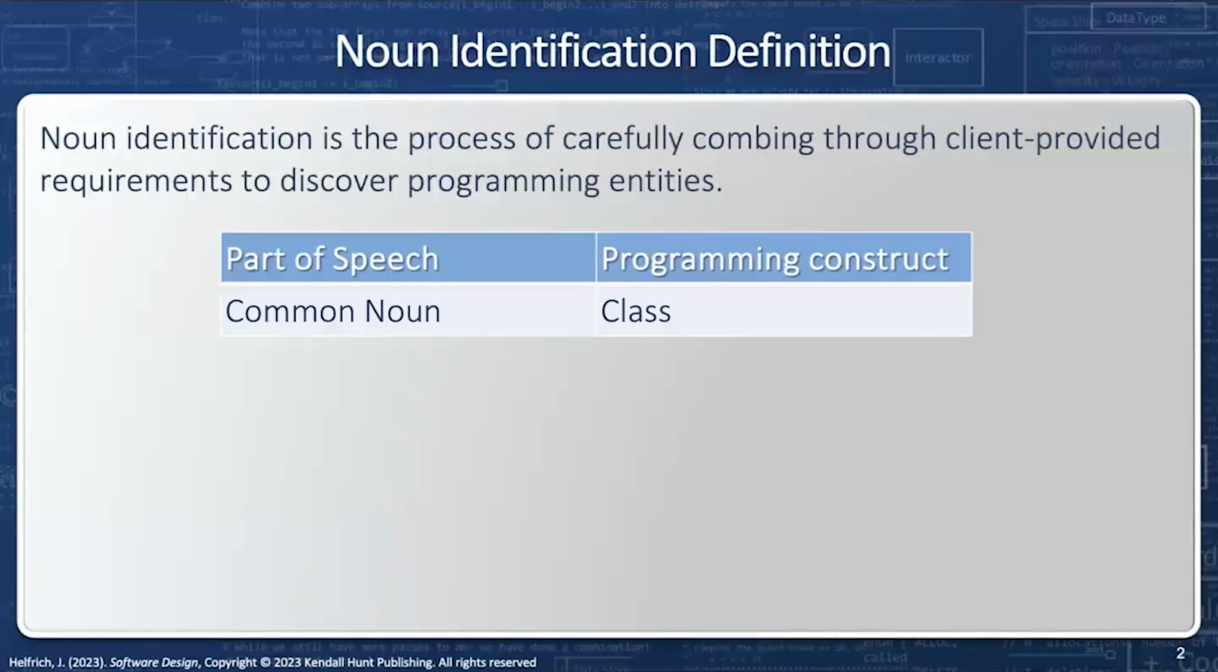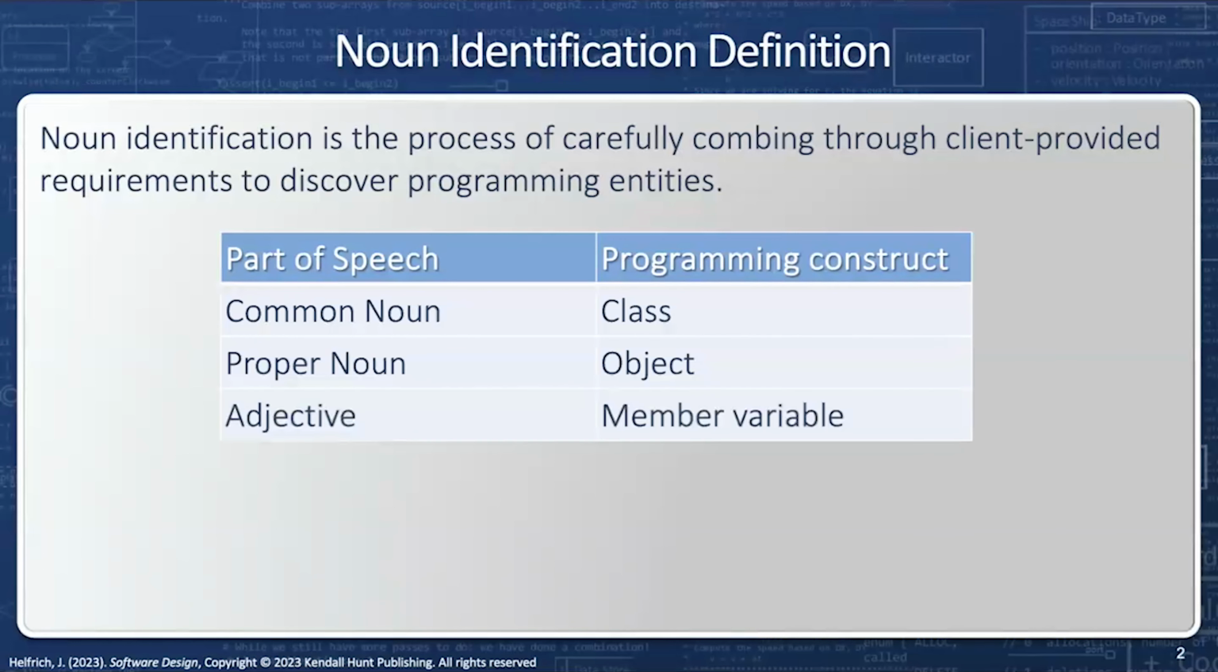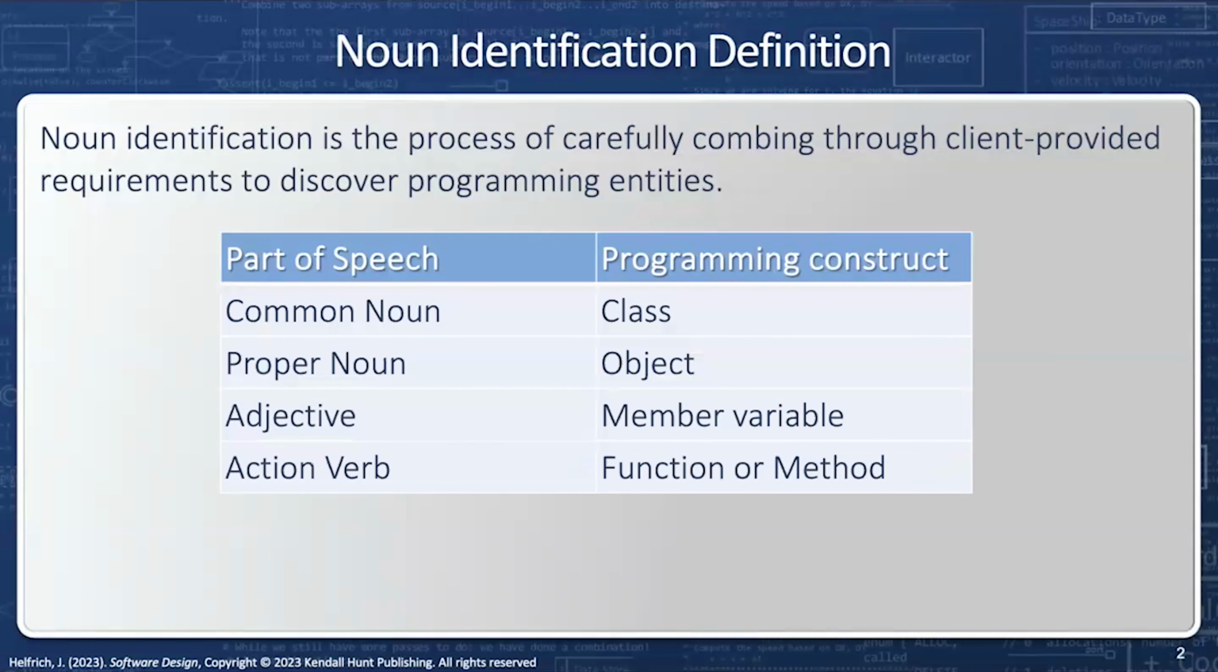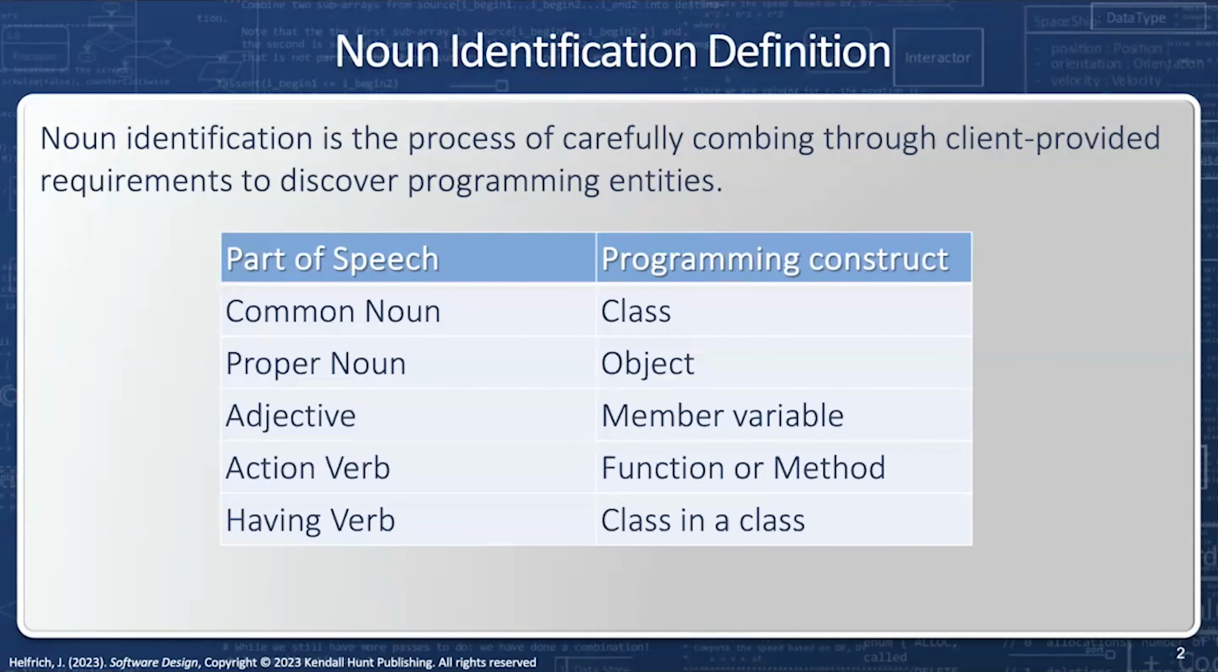First of all, common nouns are classes usually. Proper nouns are objects or instances of classes. Adjectives are member variables or attributes of a class. An action verb is a function or method depending upon whether that action verb is closely associated with a noun or whether it stands on its own. And a having verb is a class in a class. In other words, we could have aggregation or composition. And a being verb is inheritance.